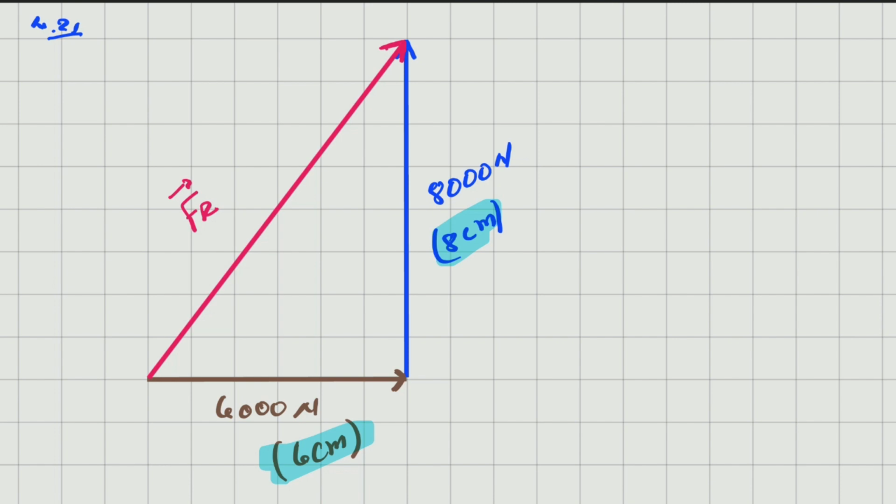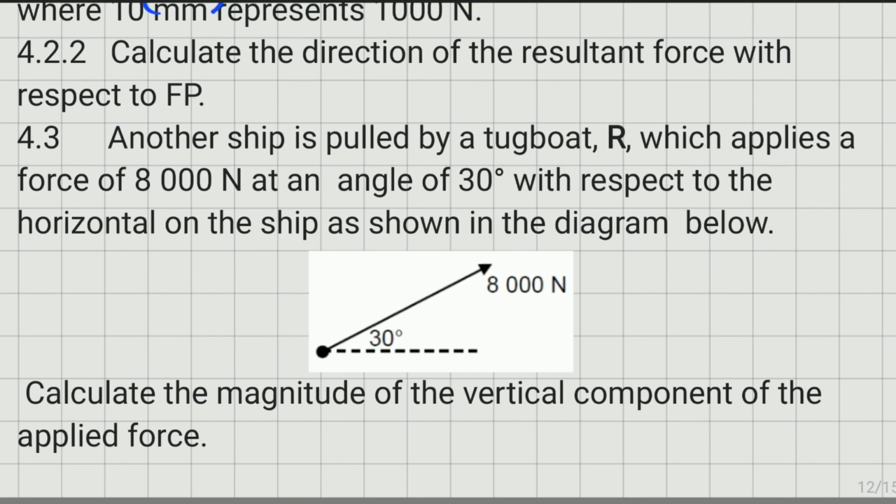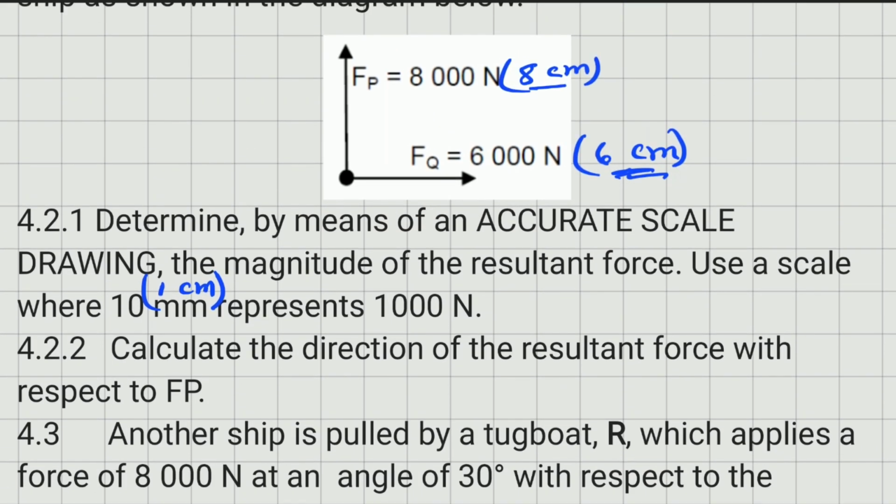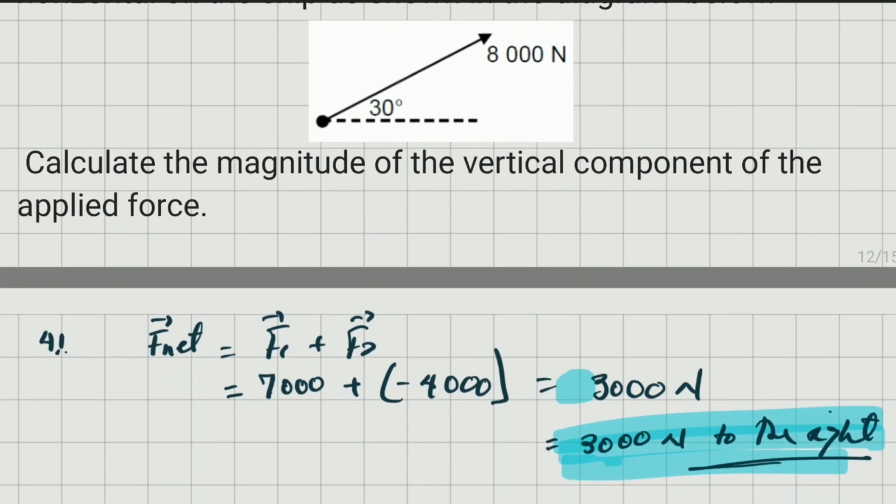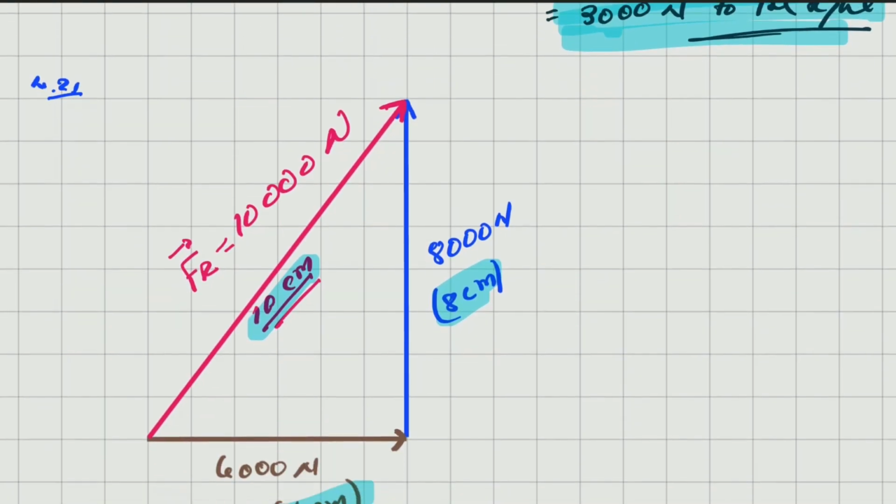Now note the following: the magnitude of this one must be measured with the ruler, and when you do that accurately, you will get 10 centimeters, and 10 centimeters, my lovely children, will be equivalent to 10,000 Newton. This is the magnitude of the resultant force. Note that this question said the magnitude of the resultant force, so we don't have to give direction.